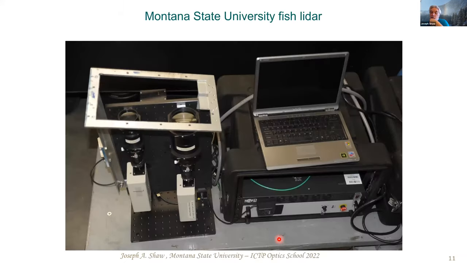Here's a picture of what we built. This is the LIDAR receiver. We have two separate receivers. The transmit laser is over here on the other side. This metal frame, this metal rectangle bolts to the floor of the airplane.